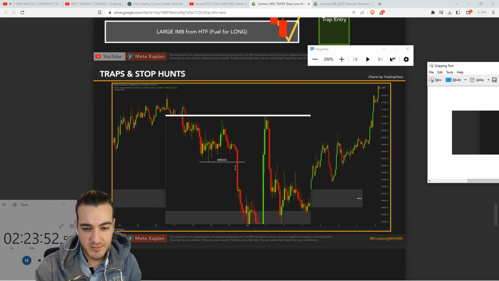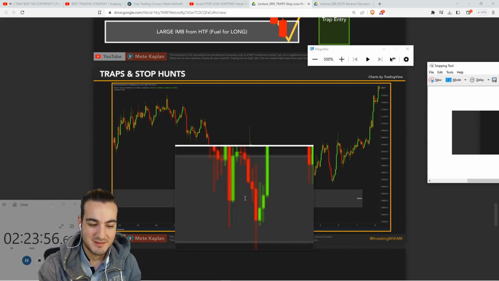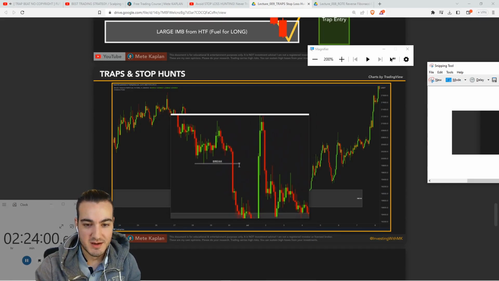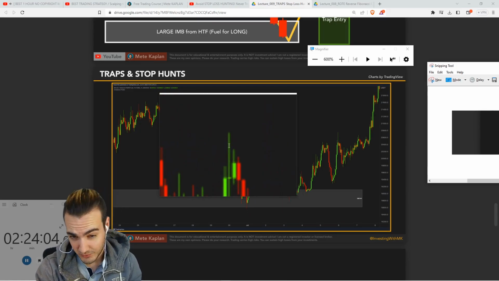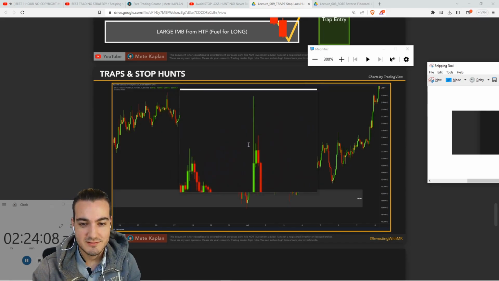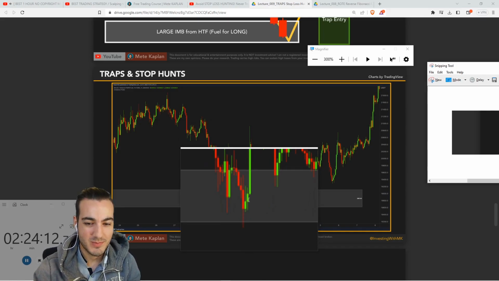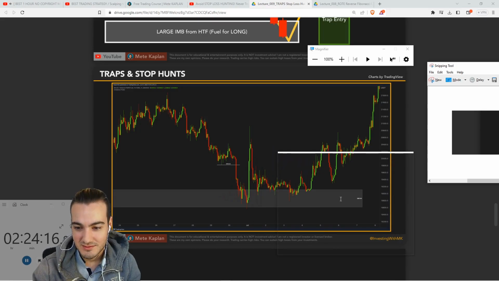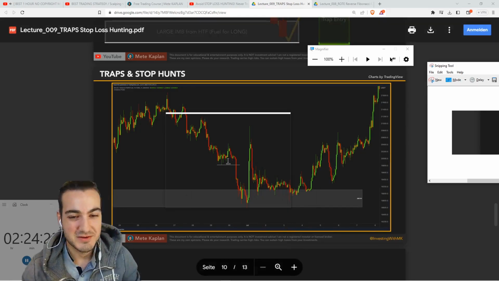Only this time, price comes down into this 4-hour imbalance. And it gets superpowers. So if you would have put your stop up here, where you naturally would, you would have got wrecked. So beware the large time frame imbalances, because they're coming for you.